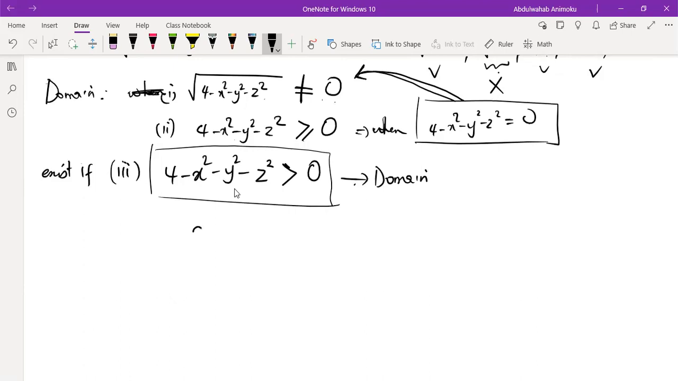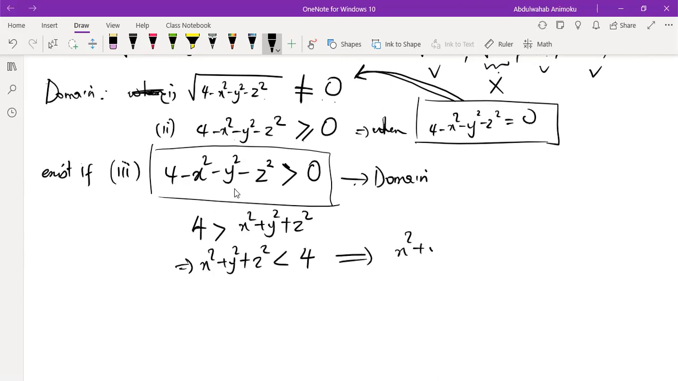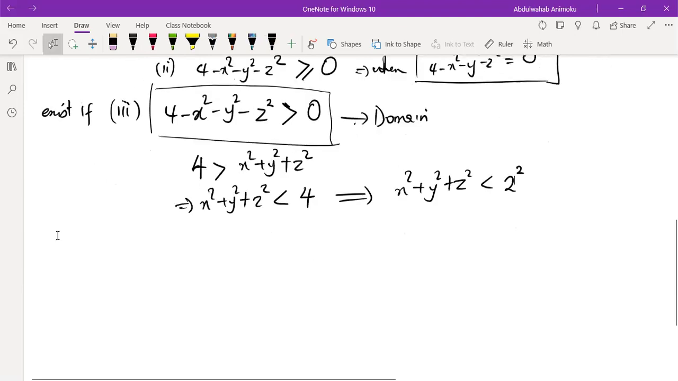So therefore, we can simplify this, take the rest to the other side, and which will mean that what? When we write it in this form, this means less than 4, and we can write it one more time to make it very clear what is happening. Now, what does this mean? This is the equation of what? This means inside a sphere, right? Inside of a sphere, because for a sphere, we have x squared.